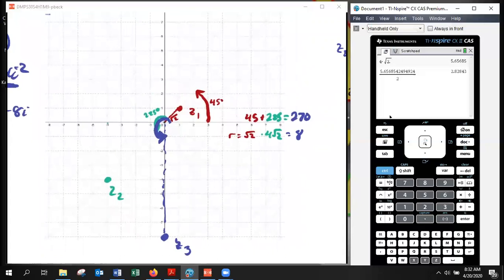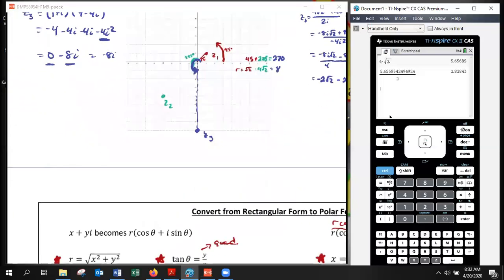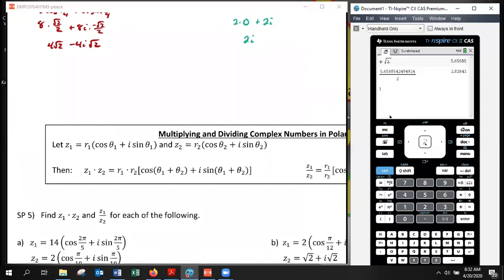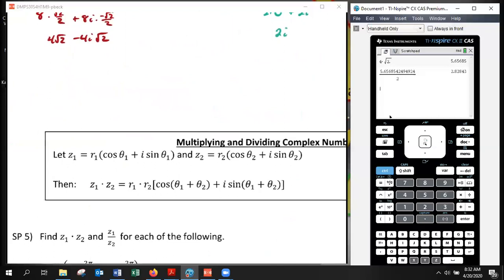So, moral of the story, what's going on here? On a polar level, what we can do is just add the angles to figure out where we are on the polar plane. And if we want to know how far out, what the radius of that polar number is, we multiply the radii. And that can be summarized by what I have right here.